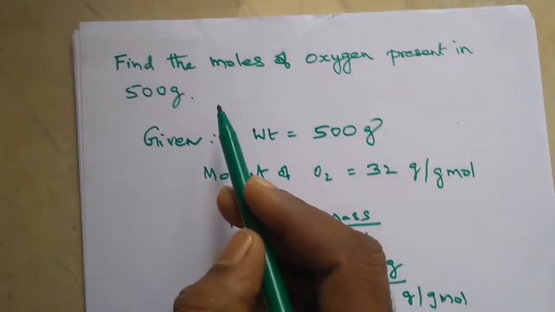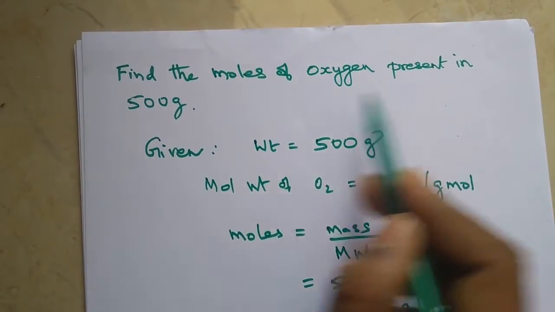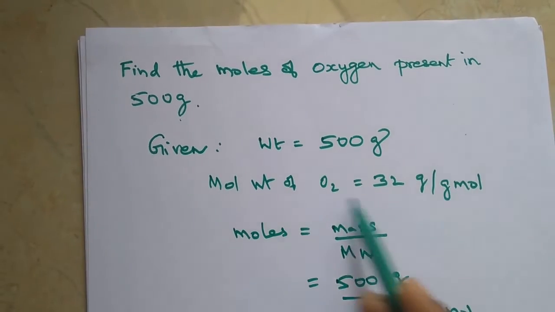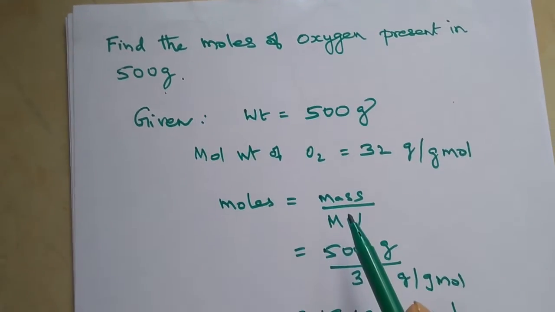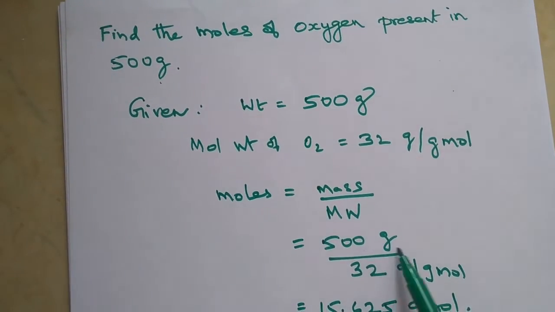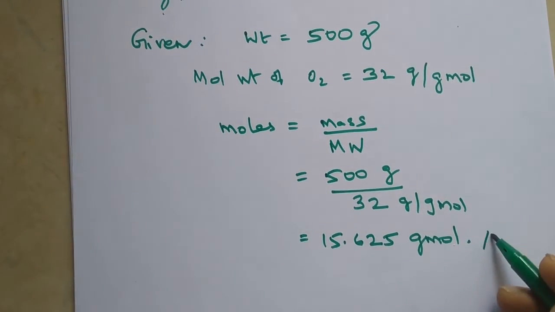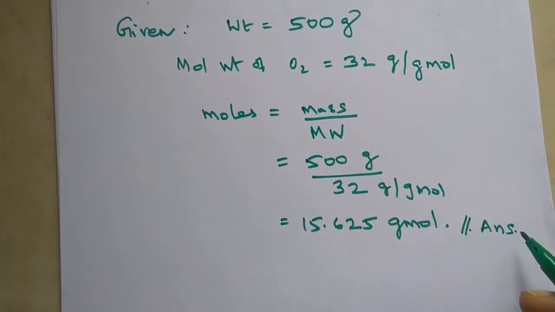So it was asked, find the moles of oxygen present in 500 grams. The weight is 500 grams, and the molecular weight of oxygen is 32. So mass by molecular weight gives us the answer, that is 500 by 32, which is 15.625 gram moles. That is our required answer.